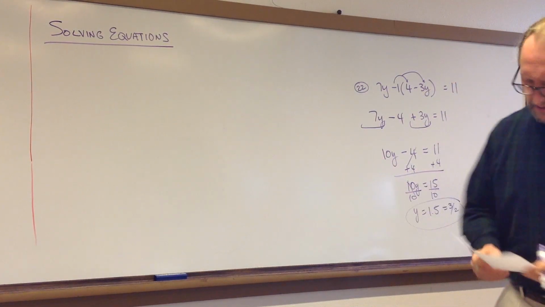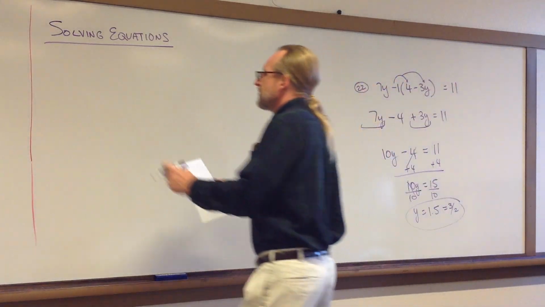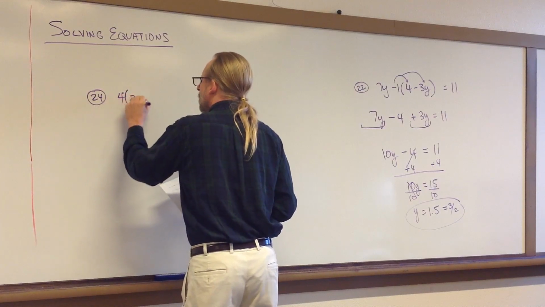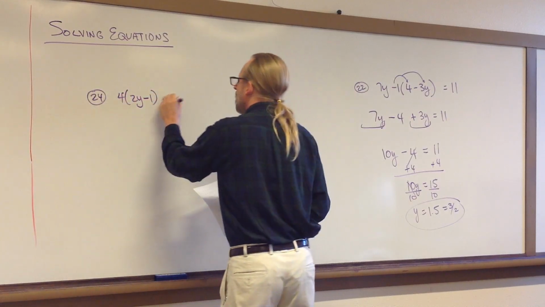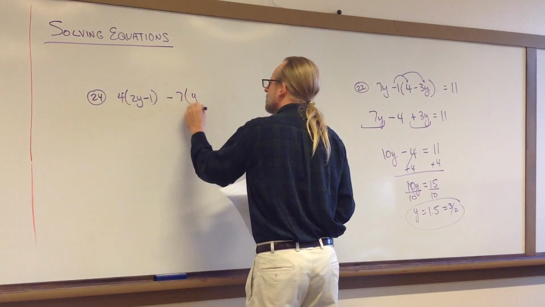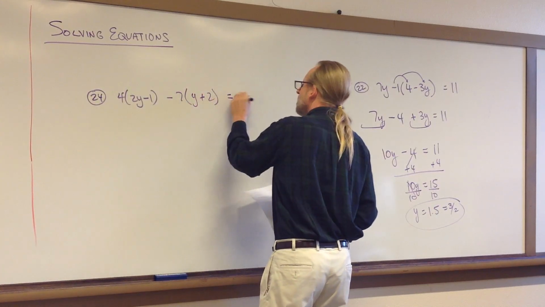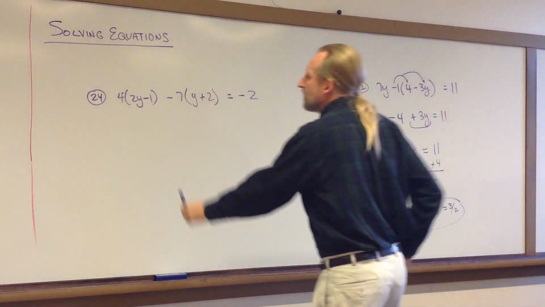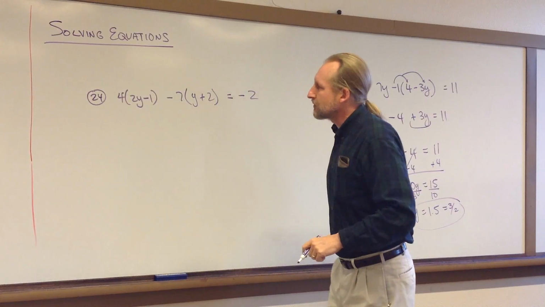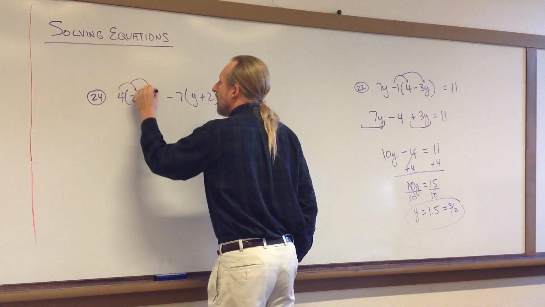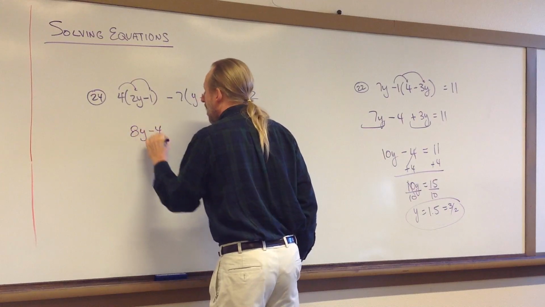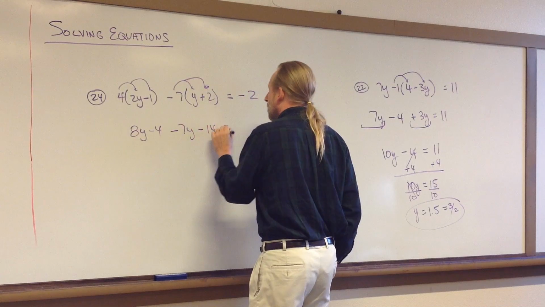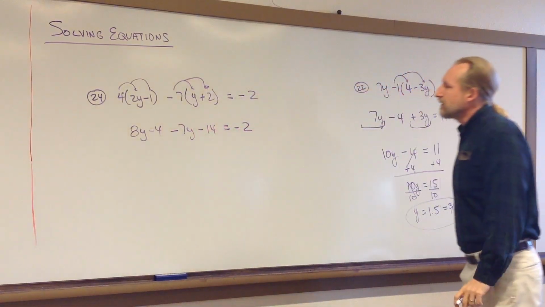All right, let's see here. So that was 22. We've got 2 more to look at. Problem 24, 4 times (2y minus 1) minus 7 times (y plus 2) equal to -2. So here we've got two sets of parentheses where we have to distribute. This first one will get 8y minus 4, and then this one minus 7y minus 14. And we still have that -2 on the other side.